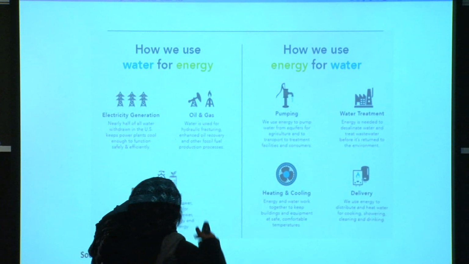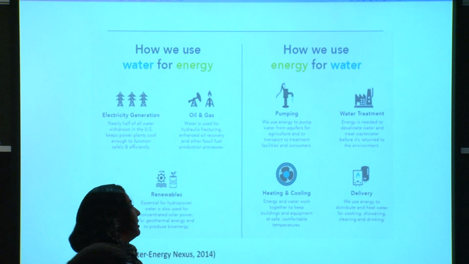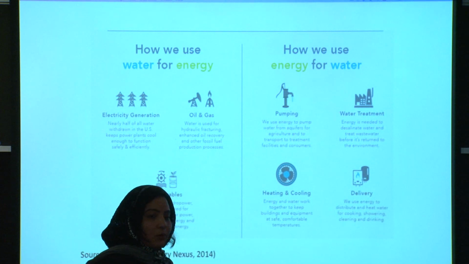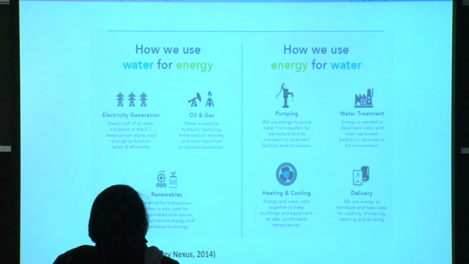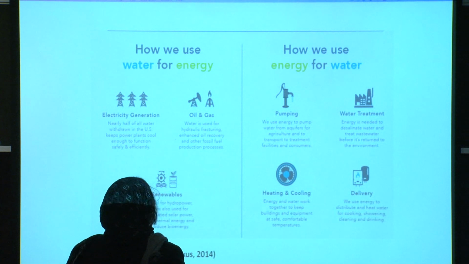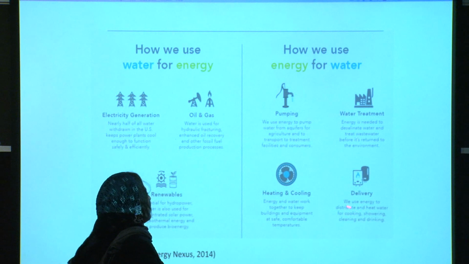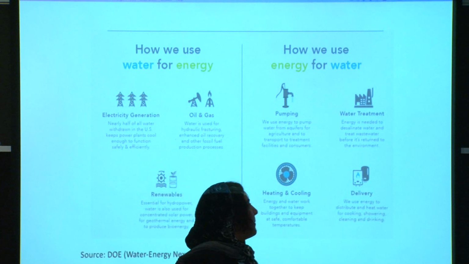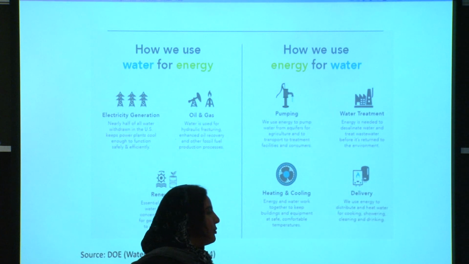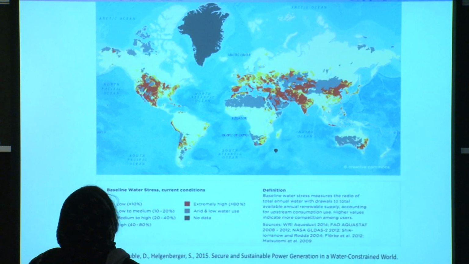And then we use energy for pumping the water from the ground. We use energy for treating water or desalinating water. And we use energy for heating and cooling, and for delivering the water. So this shows the interdependency between the two main resources.